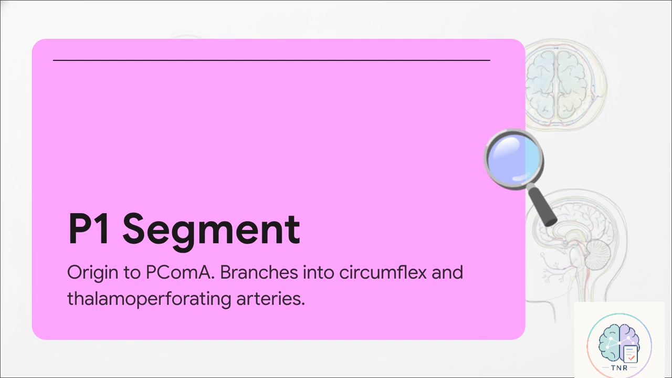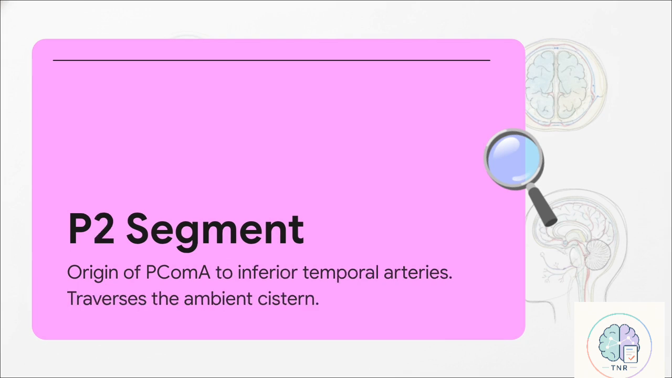And you definitely cannot skip knowing its branches. This is exactly where the long and short circumflex plus the highly critical thalamoperforating arteries arise. Let's see how this builds distally. P2 begins right at the origin of that PCOM we just mentioned, and it extends to the origin of the inferior temporal arteries. Alternate names for this one: ambient, post-communicating, or perimesencephalic.